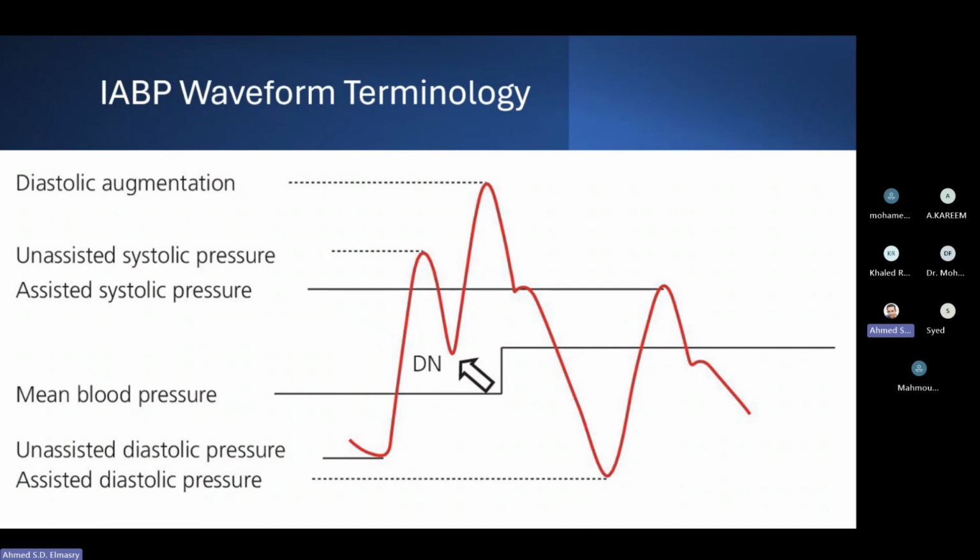So this is the IABP waveform morphology and terminology. What is before the balloon augmentation is called the unassisted pressure waveform, and after the balloon inflation, it is called the assisted pressure waveform.